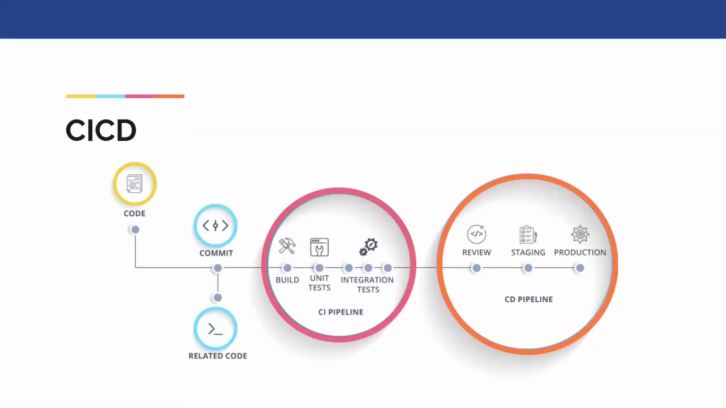CI/CD, which stands for continuous integration and continuous deployment, is a widely used practice for deploying new application versions in a standardized and controlled fashion. It involves setting up automated processes that test and deploy new code once it is merged into a repo. The overall flow is as follows.